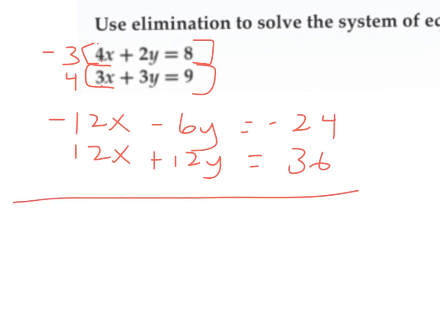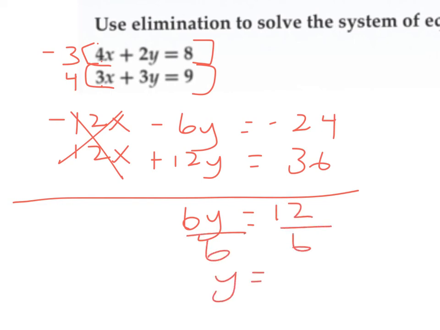So when I then add, these will always cancel. So I get 6y equals, and when I add, I get 12. Divide is always the next step. So I get 2. Remember, it's always multiply, add, divide. And you'll always get one answer.